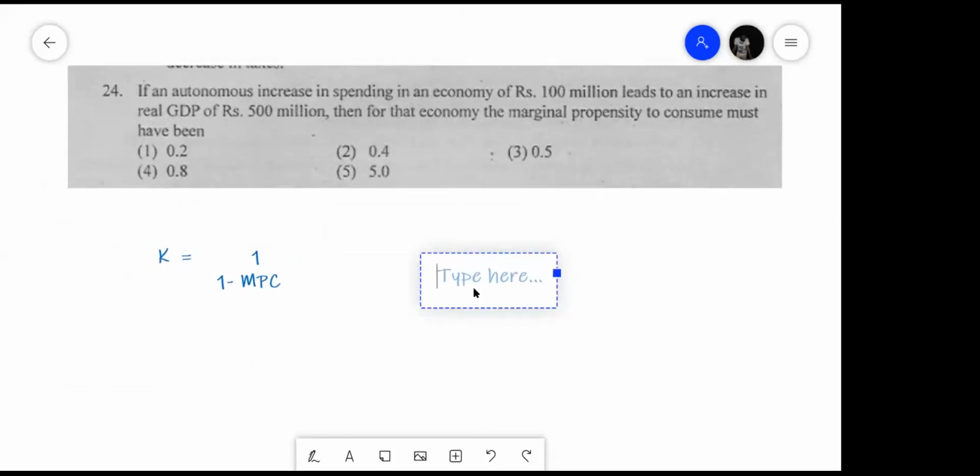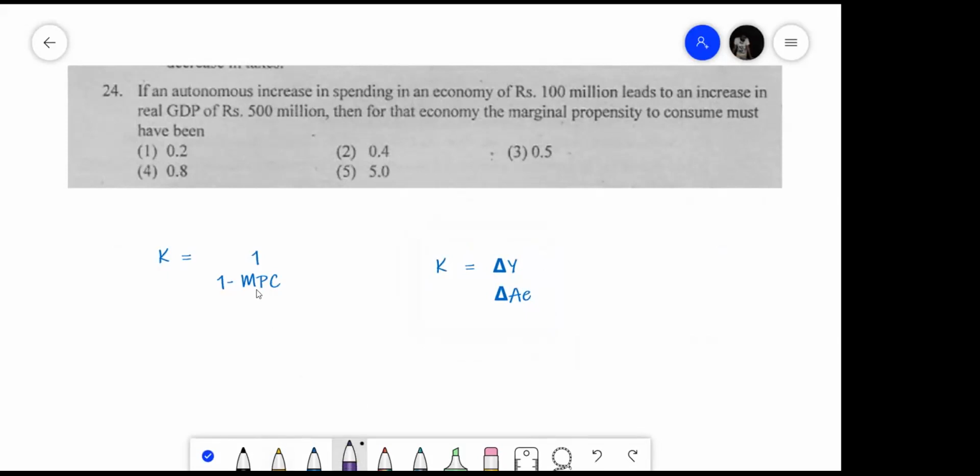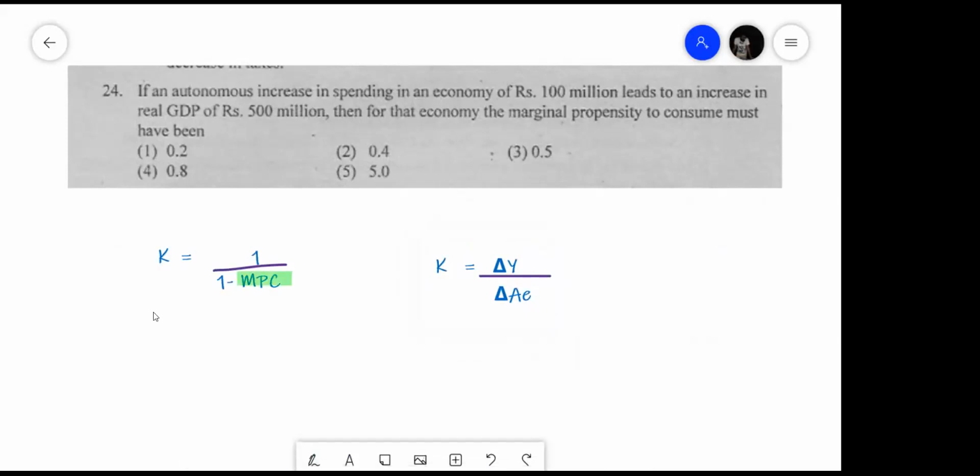right? The other equation is K is equal to change in Y over change in autonomous component, right? I'll just say AE, autonomous expenditure, that is anything. So use these two equations and find the MPC. Based on the data given, you need to find this. How do you find this? Guys, remember MPC, MPS can't be more than 1. Okay.